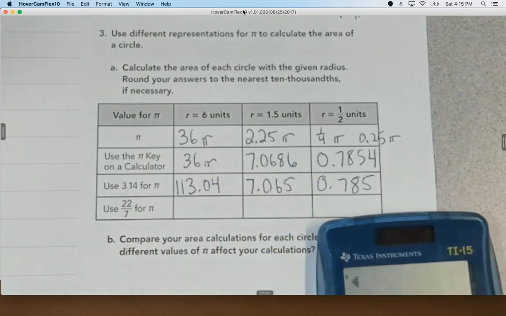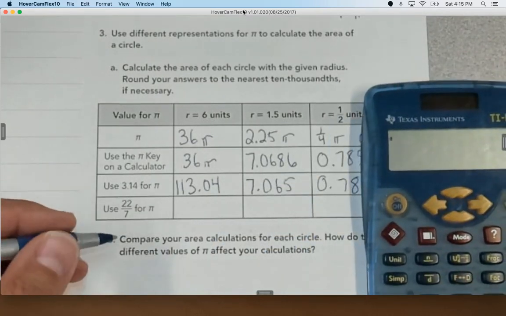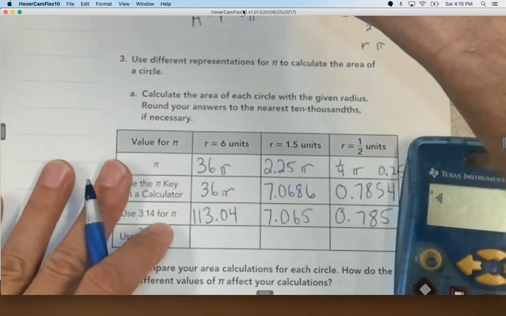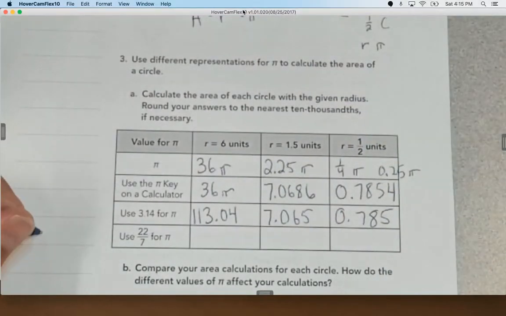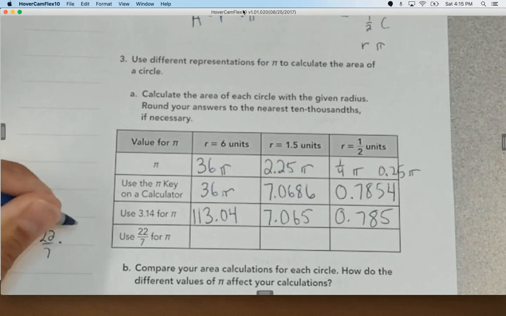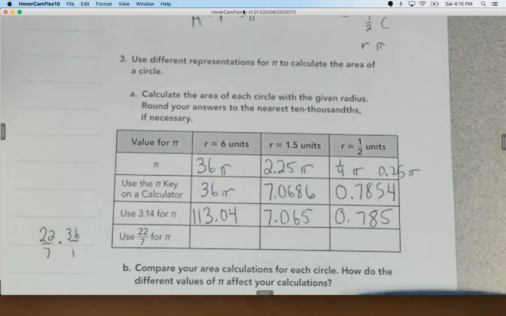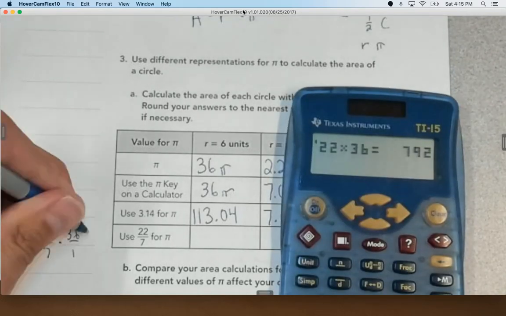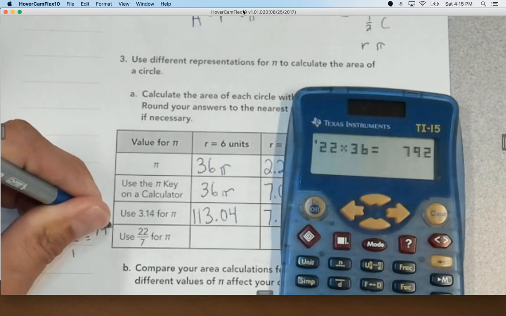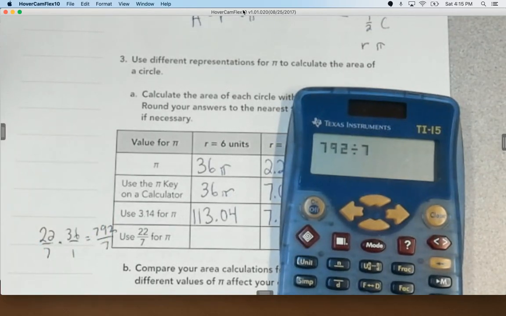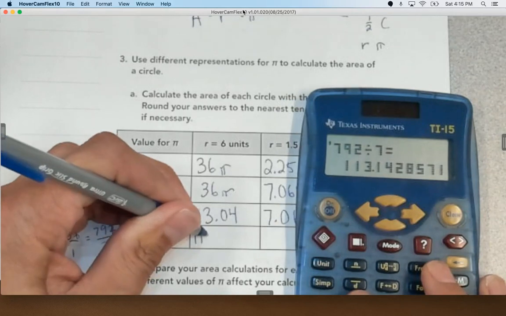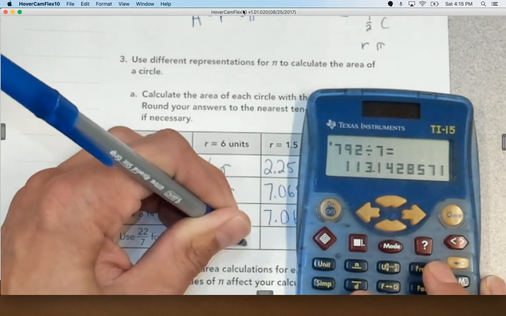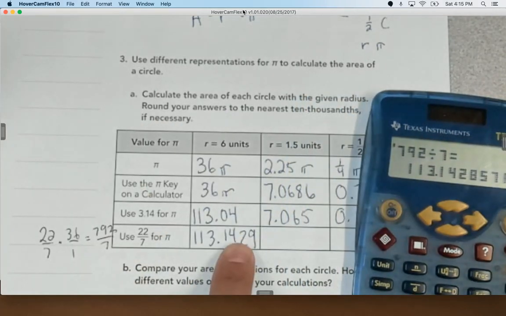If I use the fraction, I'll write it out over here. 22 over 7 times 36 over 1 is equal to 792 over 7. And I get 113 and then the hundredths, thousandths, 10 thousandths. So this one is a little higher than this one.